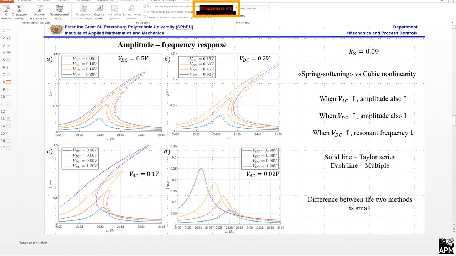Comparison of the two methods of deriving the equation, multiplying by the denominator, dashed line, and Taylor series, solid line, shows characteristic similarity obtained by different methods.